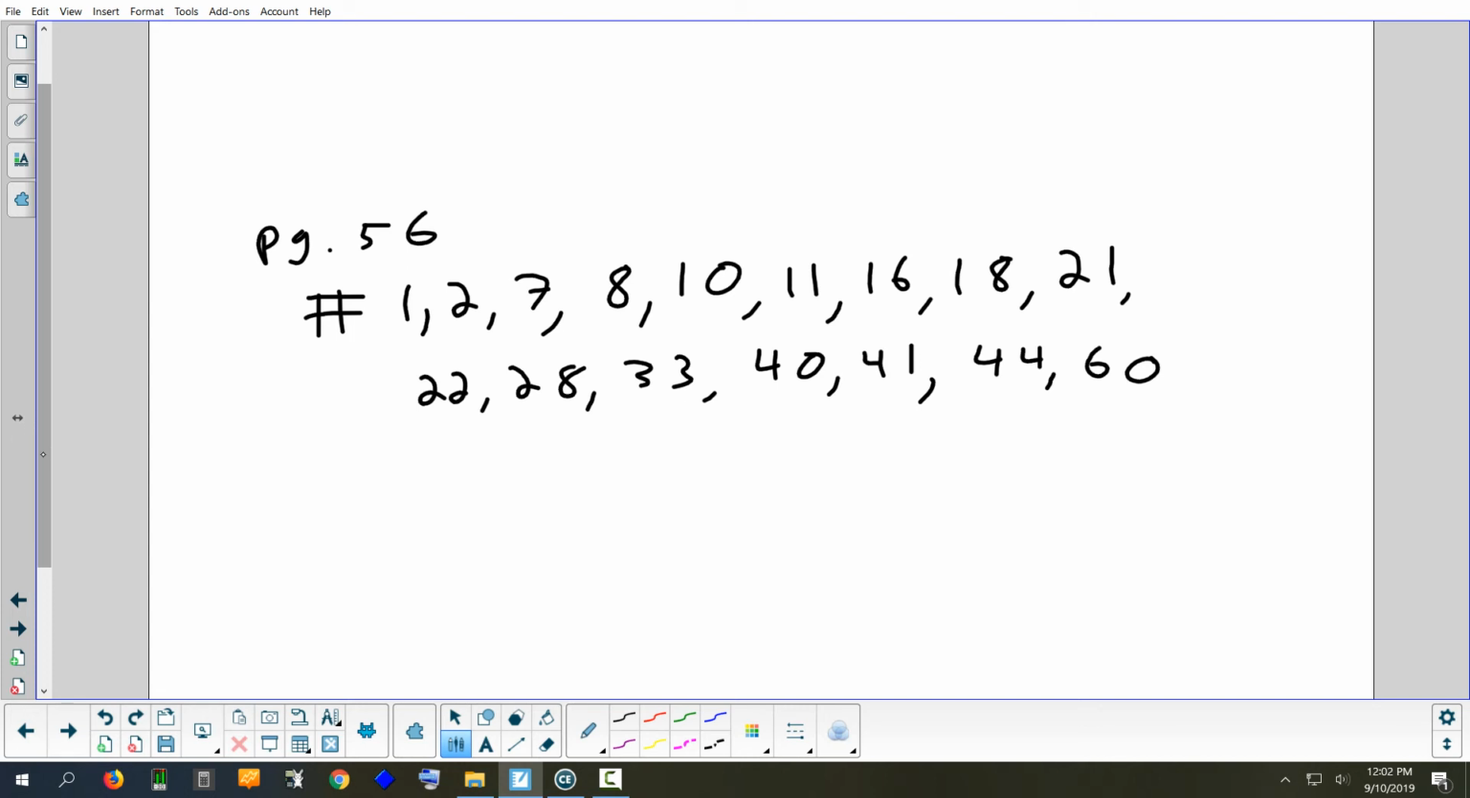Okay, so homework tonight is just one page, but it jumps around because there are like 70 problems in the section, so I just gave you a couple of each to try. So it's 1, 2, 7, 8, 10, 11, 16, 18, 21, 22, 28, 33, and 40, 41, 44, and 60. And we'll take a look at those problems first thing tomorrow, and we have our first test on Friday.